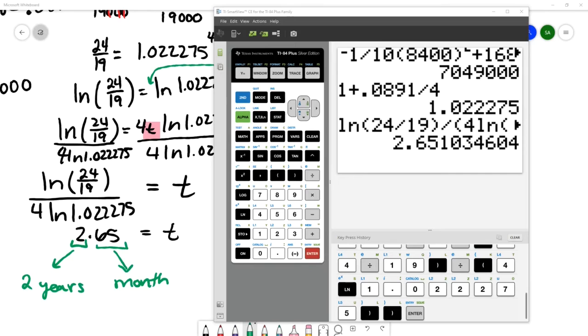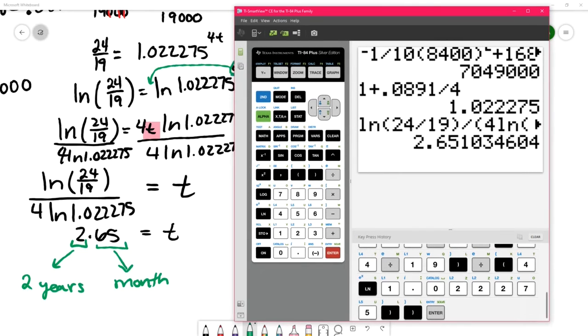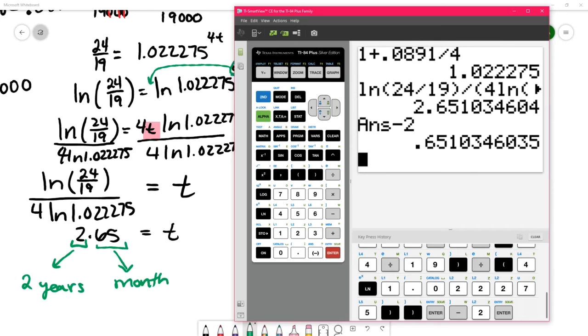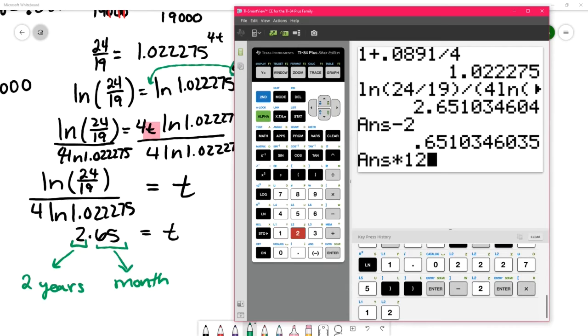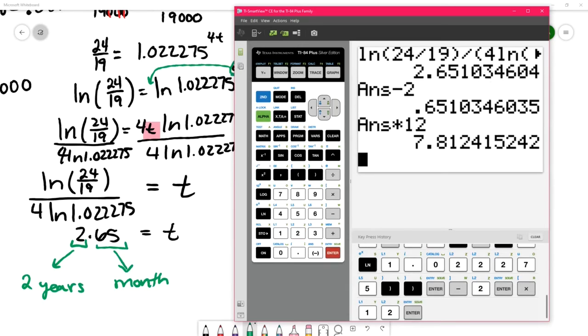But let me show you how in my calculator I'm going to figure this out. So first off, I'm going to subtract 2 from the answer because I'm not concerned about the years portion. I'm only concerned with the months. And in order to convert this in years to months, I have to know how many months are in a year. There are 12 months in a year. So I'm going to be able to multiply this value by 12. And that converts this to months.